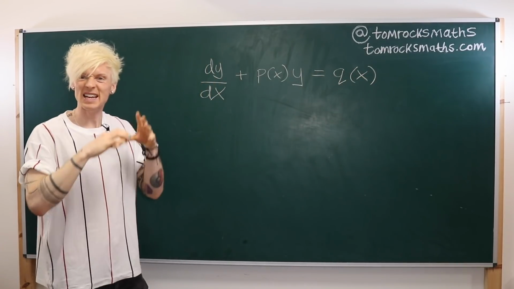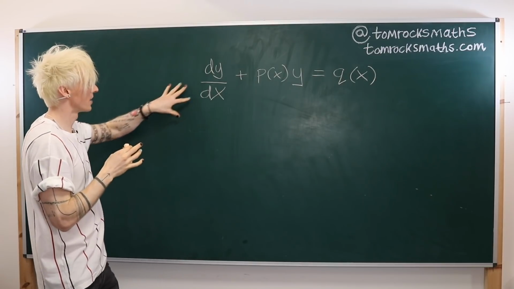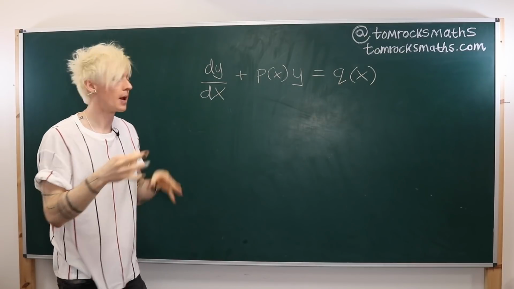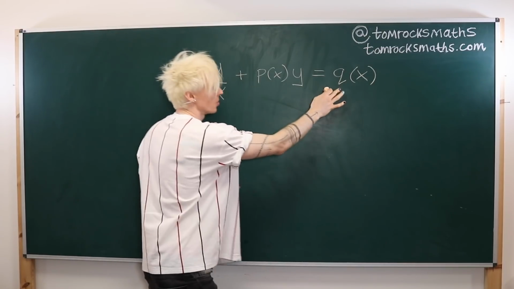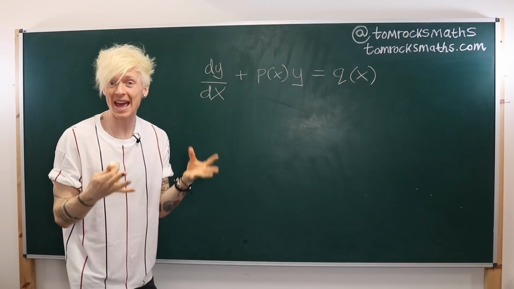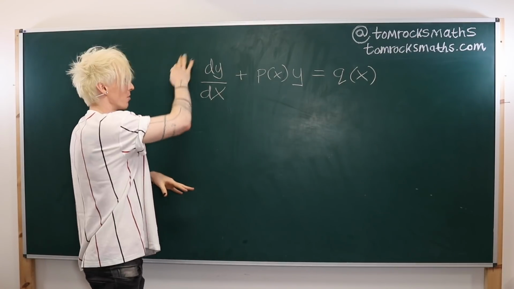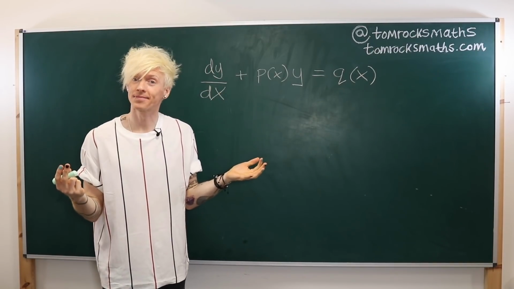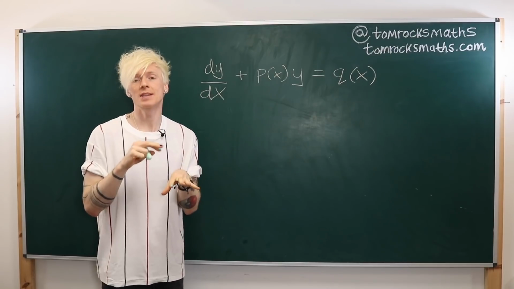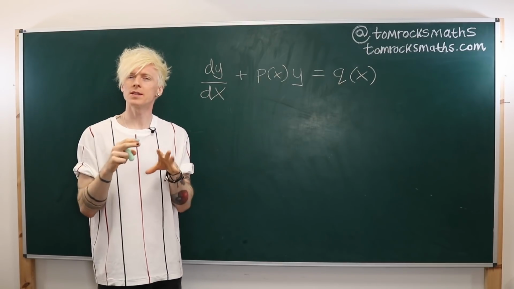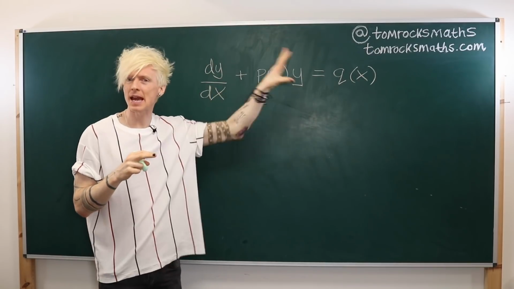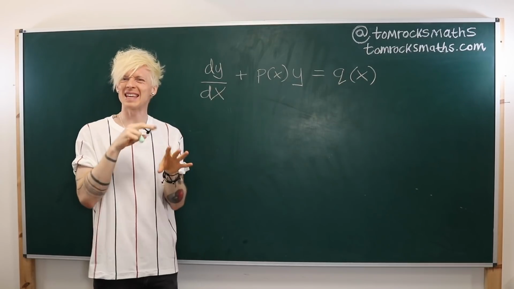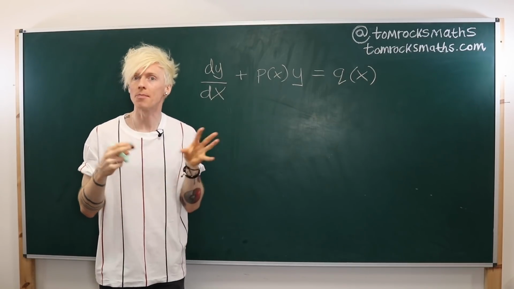Now, some equations may have a function of x in front of the dy by dx term, but since p and q are just any general function of x, we can just divide through by whatever's there to get this form. So, how do we solve this? Well, before I dive into the integrating factor method, we're going to look at a slightly simpler case of this equation to help motivate where the integrating factor actually comes from.